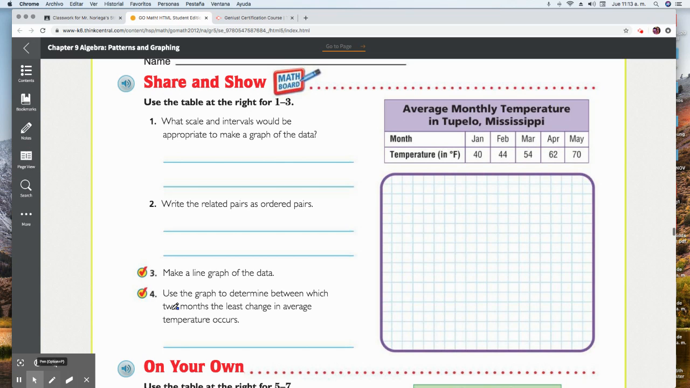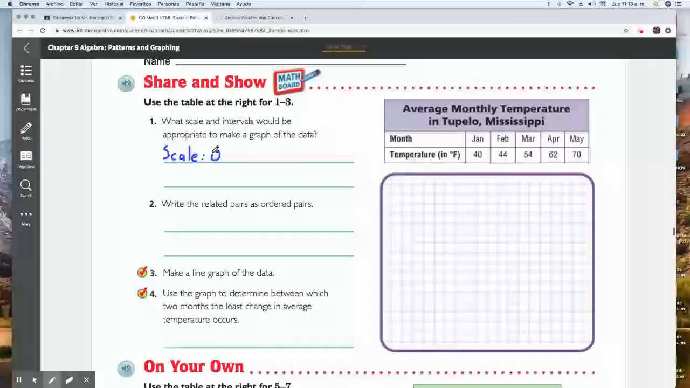Let's go ahead and look at number 1. What scale and intervals would be appropriate to make a graph of the data? Let's look at the numbers right here. For the scale, I'm going to write the word scale. Our first number would be 0 because we always want to start from the origin. Now let's find the greatest number. The greatest number is 70.